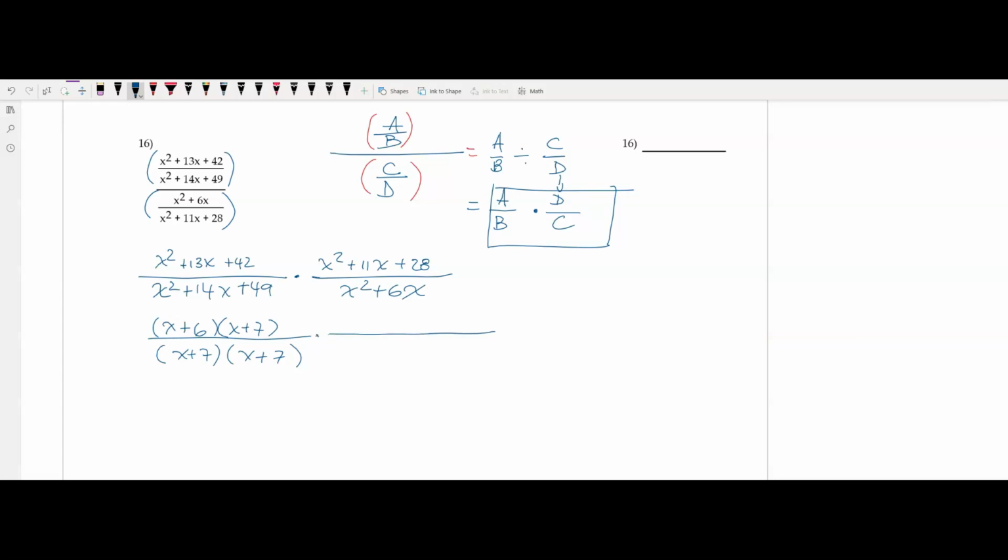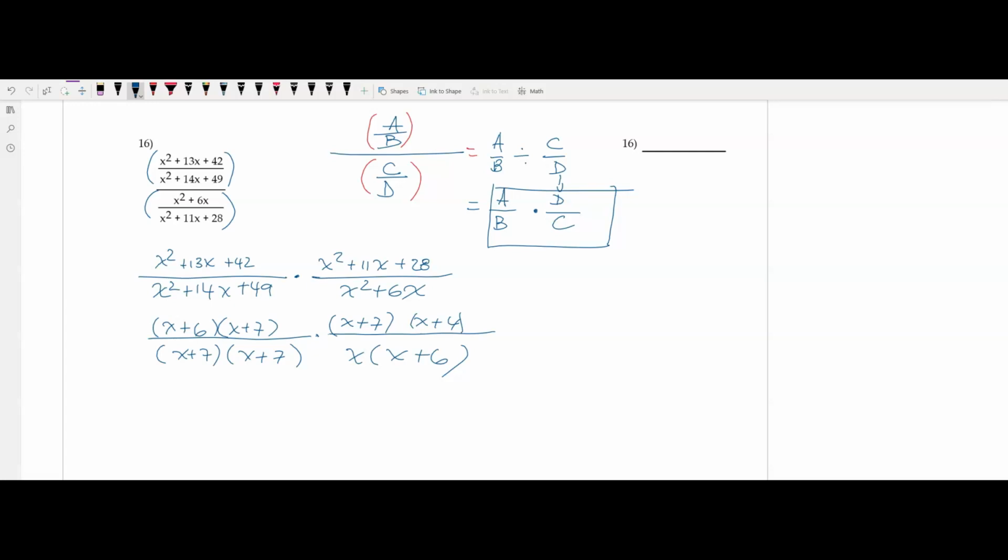Then the one on top here, we're going to have x and x. And then for 7 times 4 is 28. 7 plus 4 is 11. So plus 7 plus 4. Okay, and the bottom one, it's only two terms. So factor out the x, and then you have x times x plus 6.